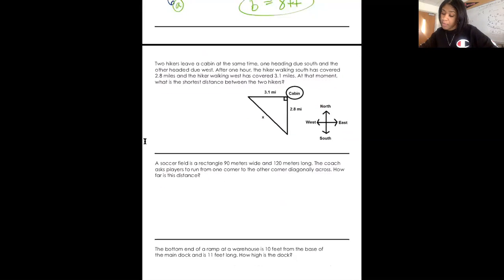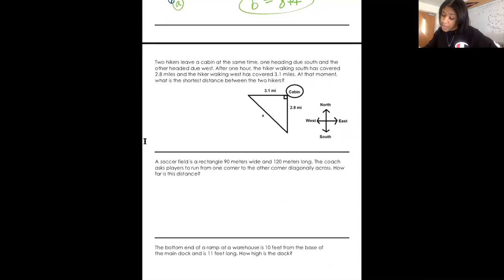Okay, next example. 2 hikers leave a cabin at the same time. One heading due south and the other headed due west. So they're going south and they're going west. After 1 hour, the hiker walking south has covered 2.8 miles. So the one going south has covered 2.8 miles. And the hiker going west has covered 3.1 miles, west 3.1 miles. At that moment, what is the shortest distance between the 2 hikers?